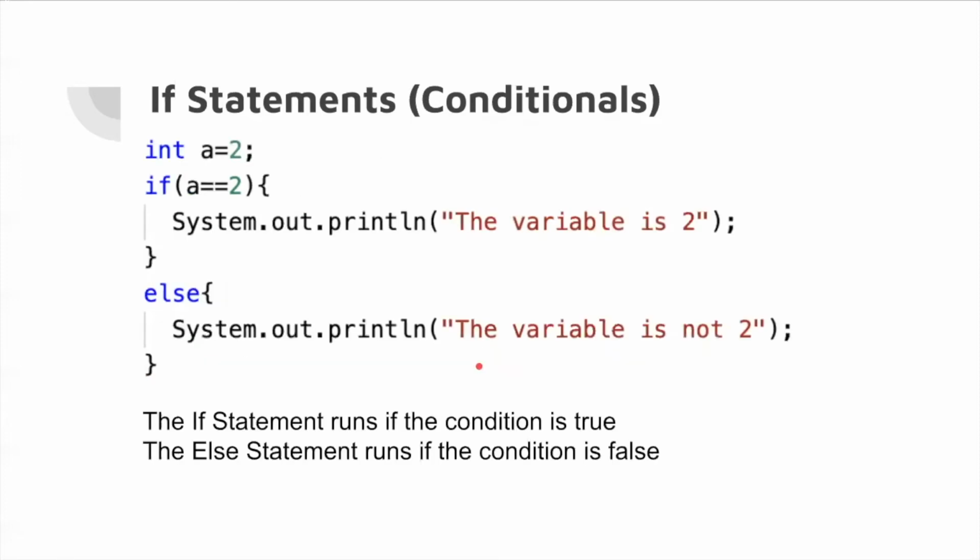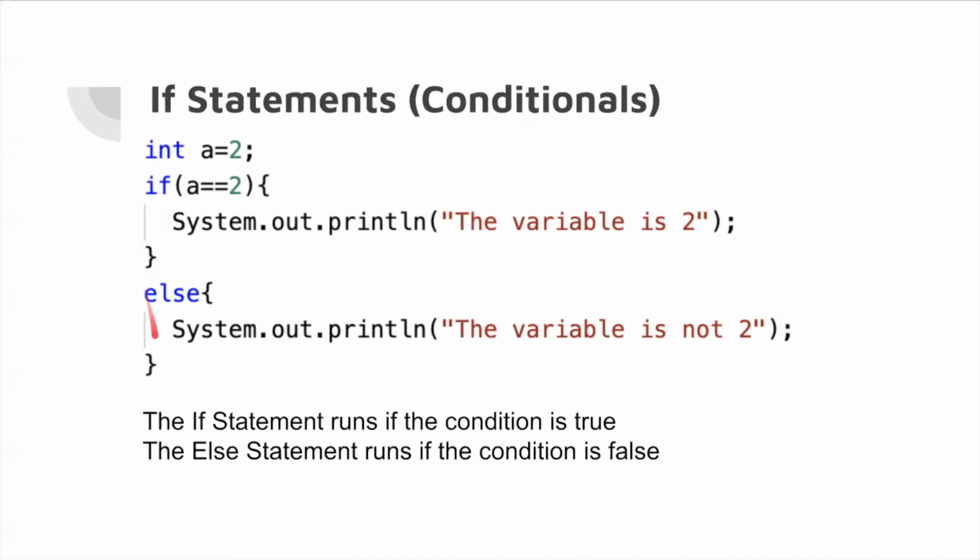And then there's also else statements. Else statements must come immediately after if statements. So you can have the closing curly bracket, and after that you can skip a line if you want, and then write the else statement, and then curly brackets, and then a new block of code. So the if statement runs if the condition is true, and the else statement runs if the condition is false.